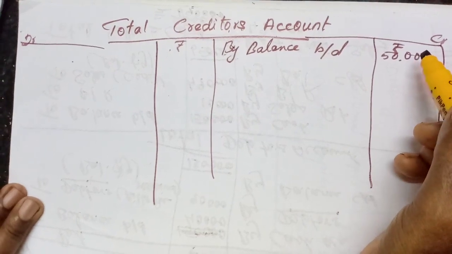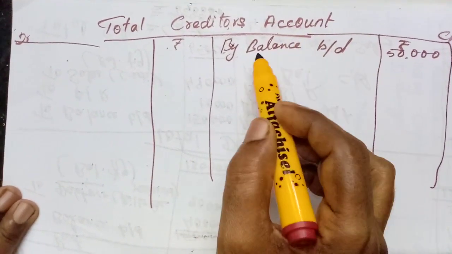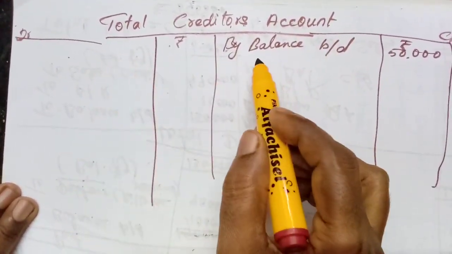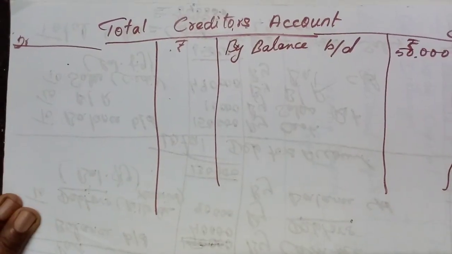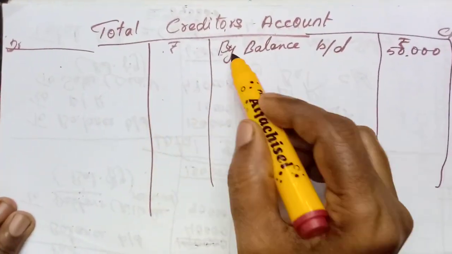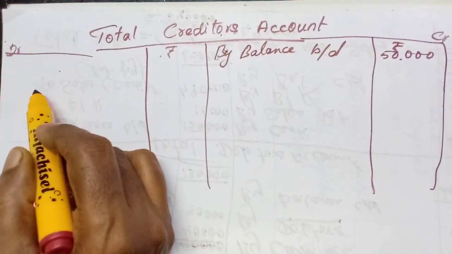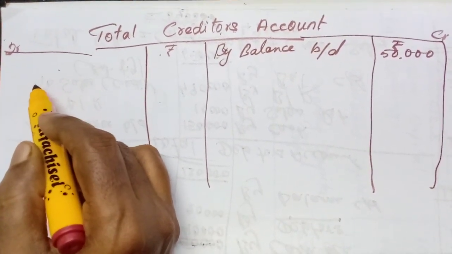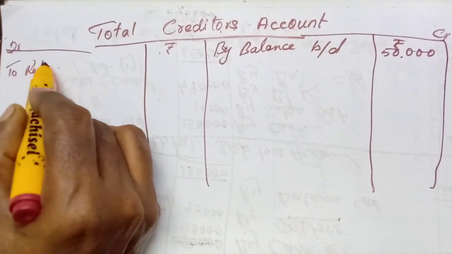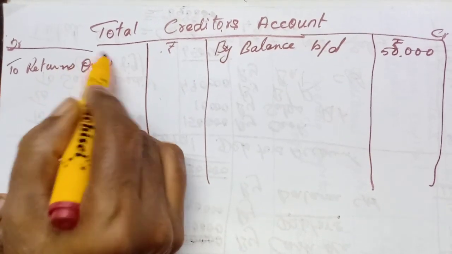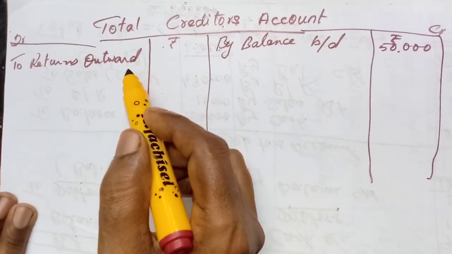Then returns outward. When I prepared the total debtors account, I told you that the opening balance comes on the debit side, and all the discount allowed, sales returns, bad debts, everything comes on the credit side. In the same way, here the opening balance is on the credit side, so all the other adjustments will be on the debit side. So returns outward, that is purchase returns, will be on the debit side. Returns outward is 6,000.